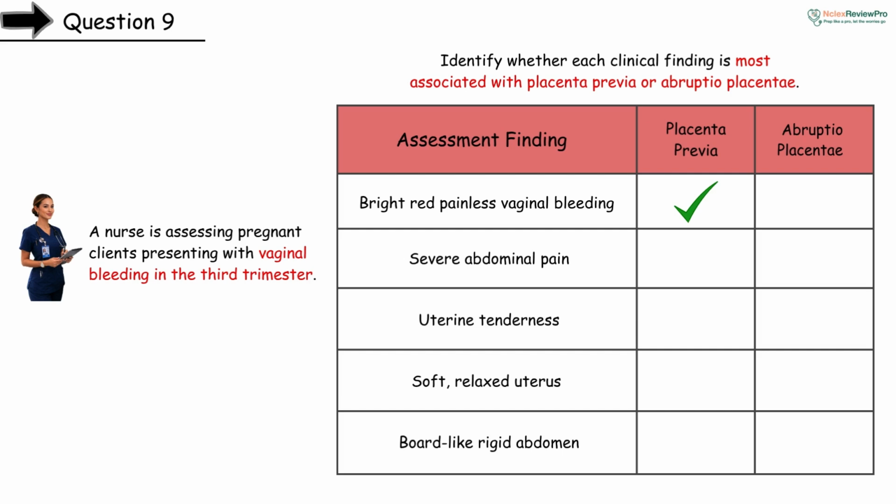Severe abdominal pain. This is abruptio placentae. Pain is a key differentiator here. Uterine tenderness. Also abruptio placentae. The uterus becomes irritated and tender due to placental separation. Soft, relaxed uterus. This is placenta previa. The uterus remains soft because there is no irritation or separation occurring within the uterine wall. Board-like rigid abdomen. This is abruptio placentae. This is a major red flag. The uterus becomes firm and rigid due to concealed bleeding and irritation.